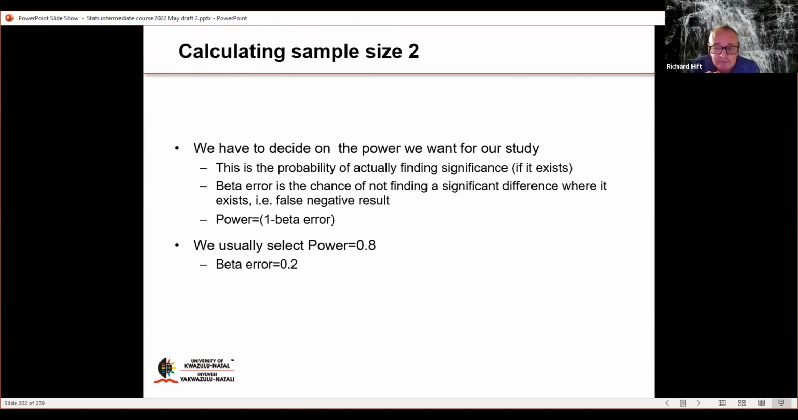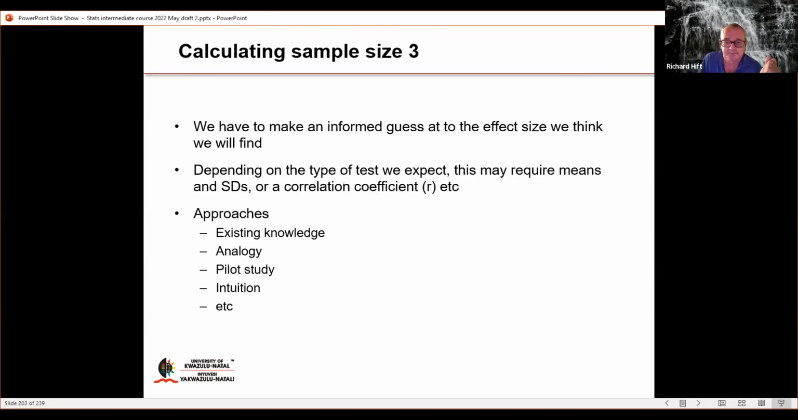The second thing is we have to decide on the power we want for our study. That's the probability of actually finding significance if it exists. Okay, we won't worry about the definitions of beta error now. We usually select a power of 0.8. In other words, an 80% chance that our statistical test will come up significant if there really is a difference. Below that power, there's just too much chance that we'll get a non-significant result, even though our experiment really has worked and there really is a difference.